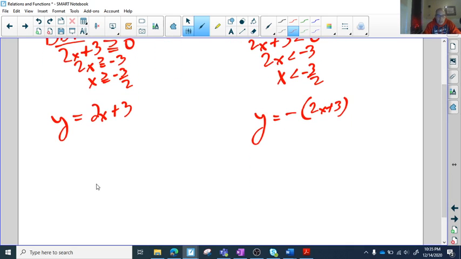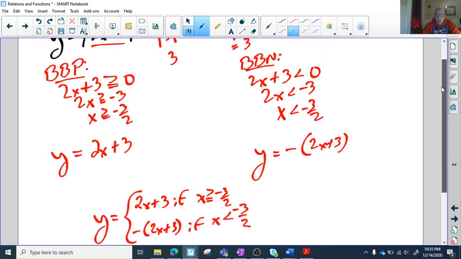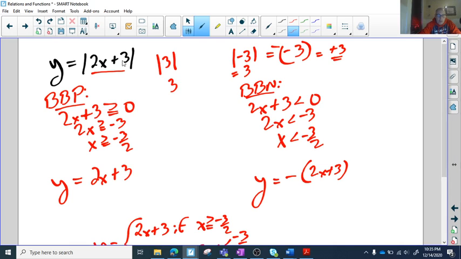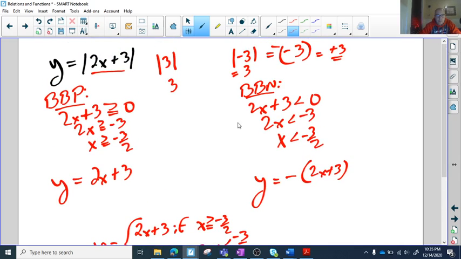Now we put this all together in what we refer to as a piecewise function. It will act like this: 2x plus 3 if the x values are bigger than or equal to negative 3 halves, and it will act like this: negative 2x plus 3 if the x values are smaller than negative 3 halves. So that's the first thing we want to be able to do: write an absolute value function as a piecewise described function that doesn't have absolute value bars on it.